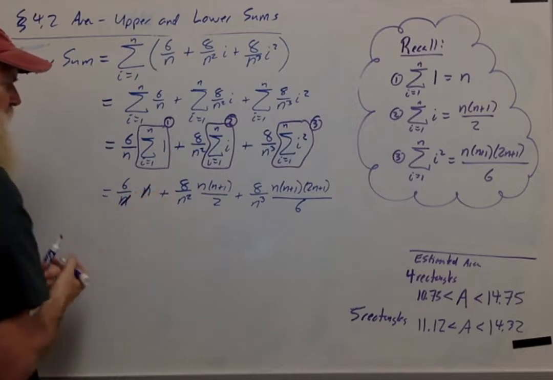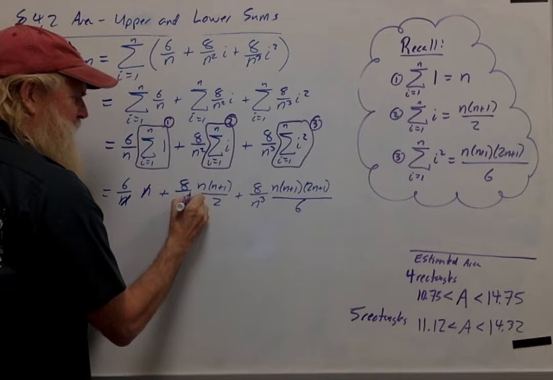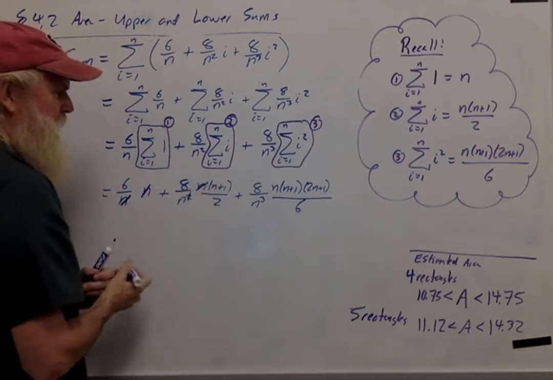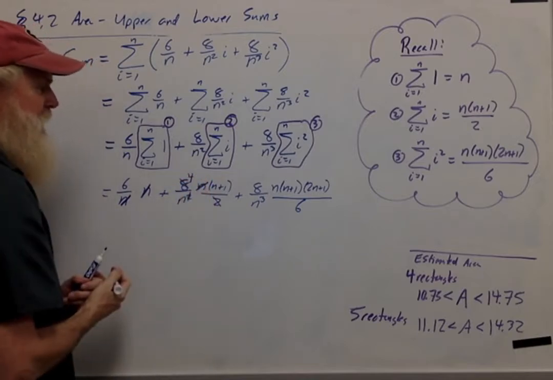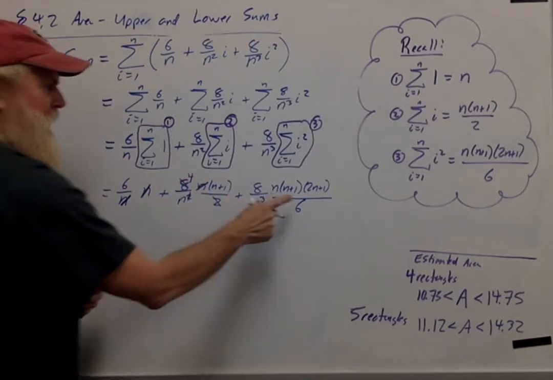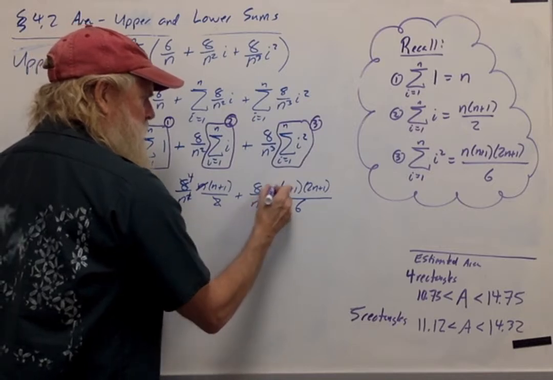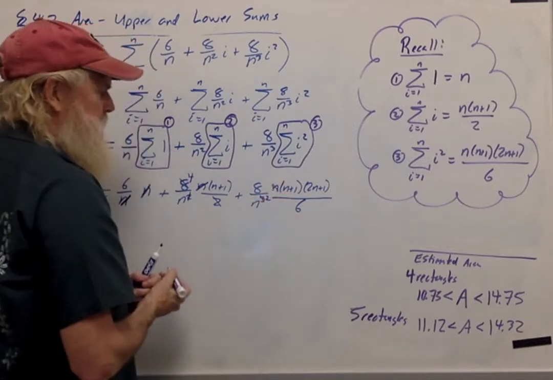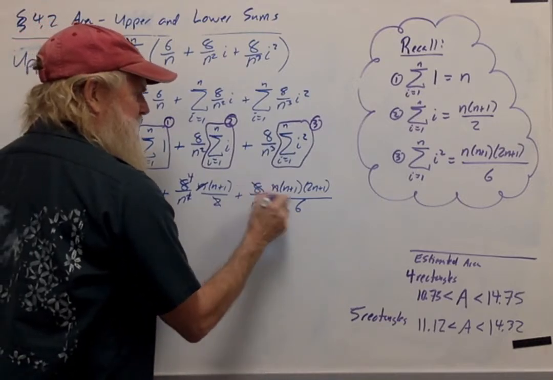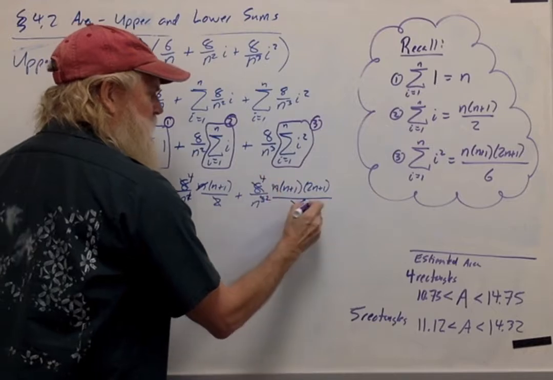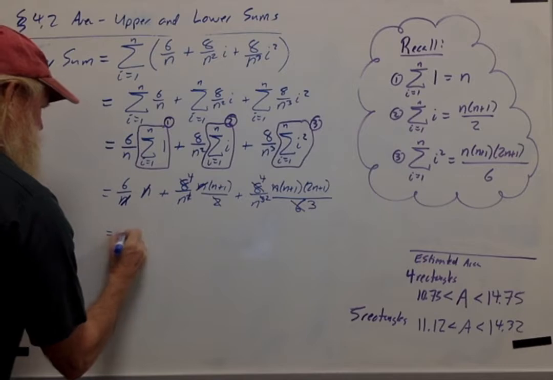So in the first term, I can cancel the n's. In the second term, I can cancel one n from top and bottom, and also 2 divided into 8 is 4. In the third term, I can cancel an n from top and bottom, which will leave 2 n's on the bottom. I can also cancel a 2 between the 8 and the 6, leaving me with a 4 on top and 3 on the bottom. So let's just look at what we've got.